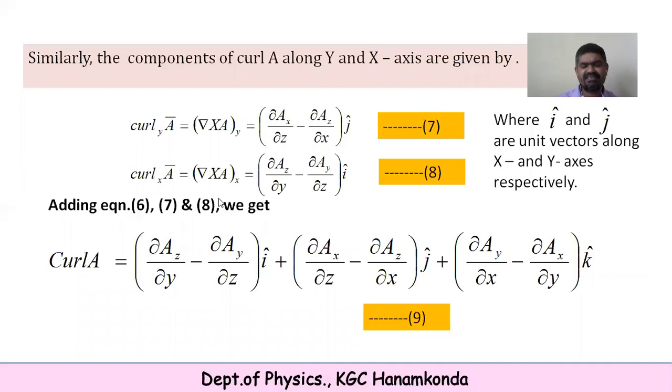Adding equations 6, 7, and 8, we get the total curl value in that rectangular cuboid. That is, first the x-axis component, (∂Az/∂y minus ∂Ay/∂z) i cap, plus (∂Ax/∂z minus ∂Az/∂x) j cap, plus (∂Ay/∂x minus ∂Ax/∂y) k cap. Say this is equation 9. Let us see whether it is the same as the cross product we performed at the start of the derivation for the curl of a vector field.